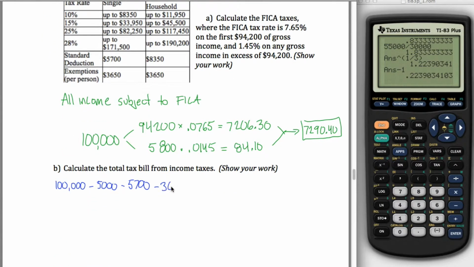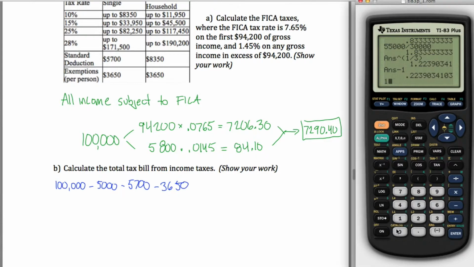So I subtract 3,650. So we'll do the 100,000 minus 5,000 minus 5,700 minus 3,650. And that tells us how much of our income is taxable. Let me try that again. If you ever screw something up like that, if you hit second and then enter, it'll pull up the last entry. I typed in 10,000, I meant 100,000. So I'll go up here and hit insert 0. Now I don't have to retype the whole thing over again. Get this answer.